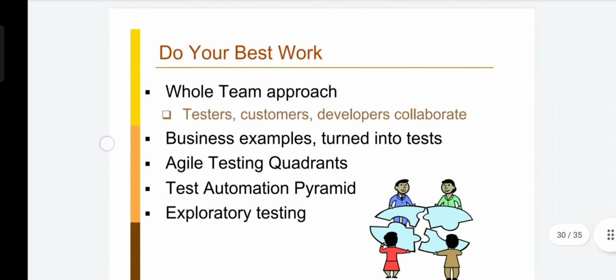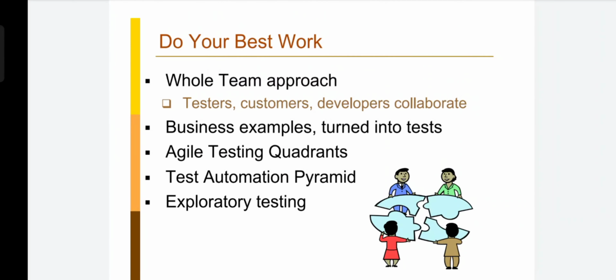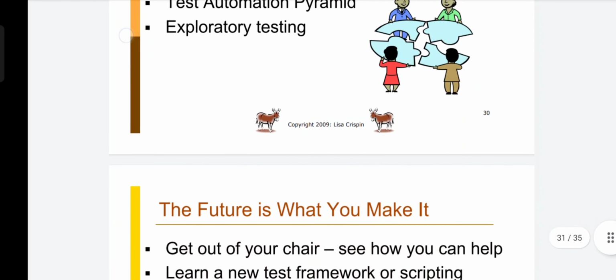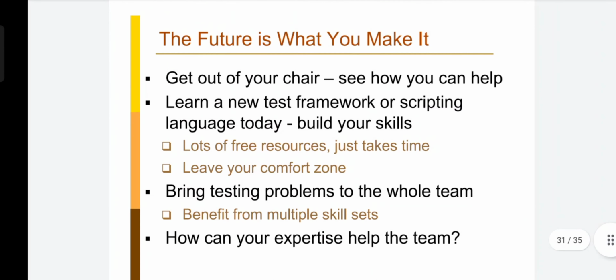Whole team approach is saying we do our best work. Agile testing quadrants. The future is what you make it. Get out of your chair on some of the points.